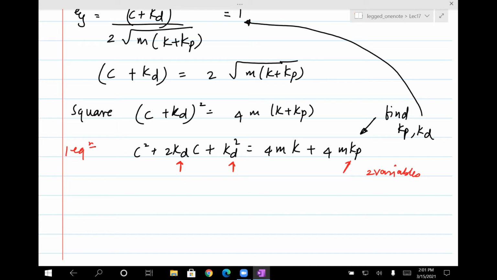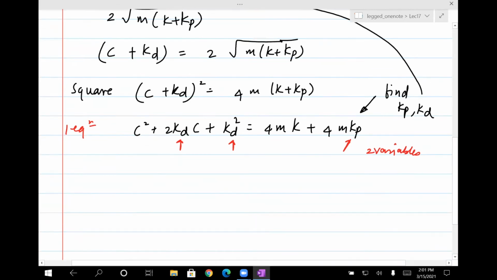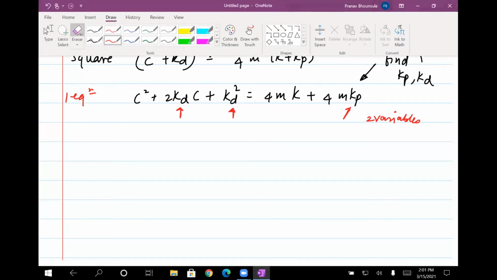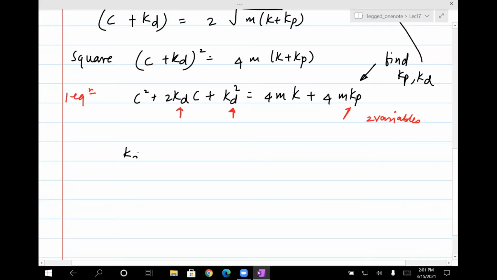So what we'll do is solve for one constant in terms of the other constant, and then we'll have a family of solutions based on that. We'll try to solve for Kd because Kd appears as a square. So let's write this equation as a quadratic equation in Kd. So Kd square plus 2 Kd times c, and then I need to write everything else involving the constants. So c square minus 4mk minus 4m kp.